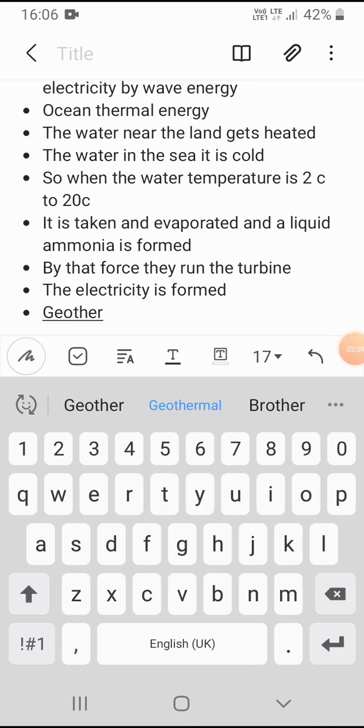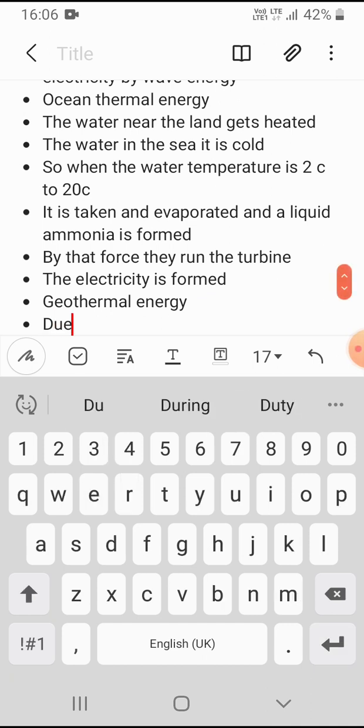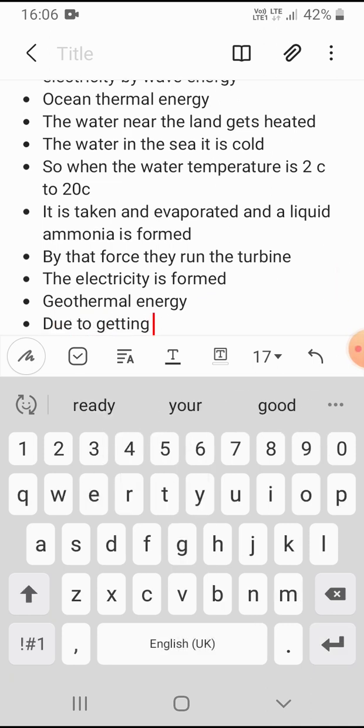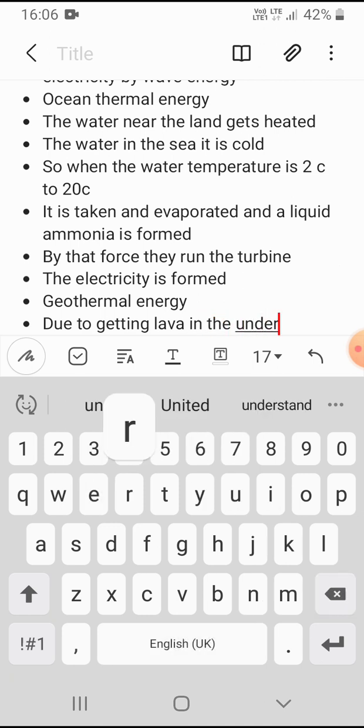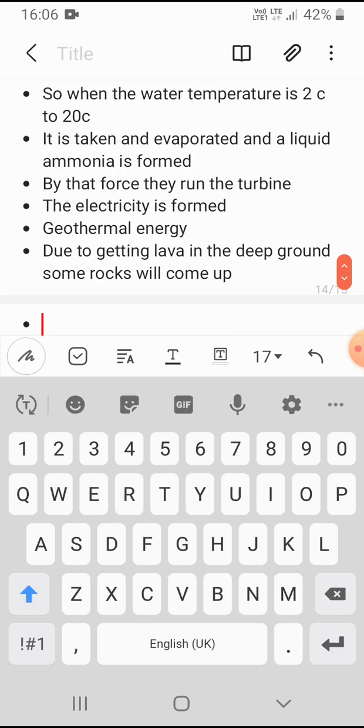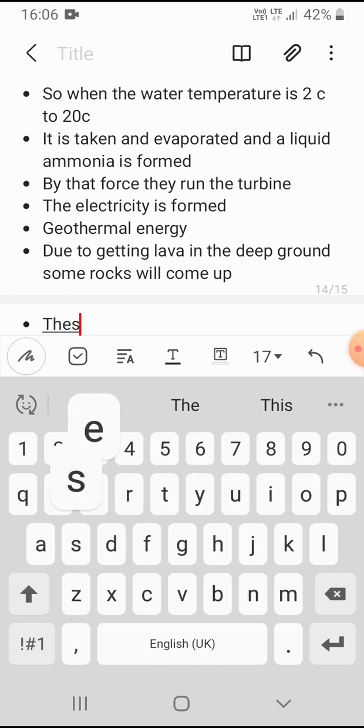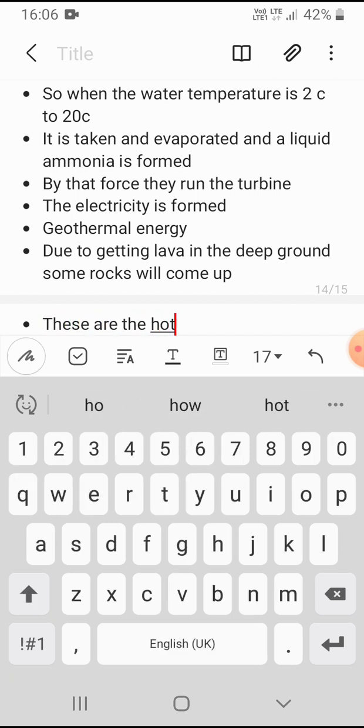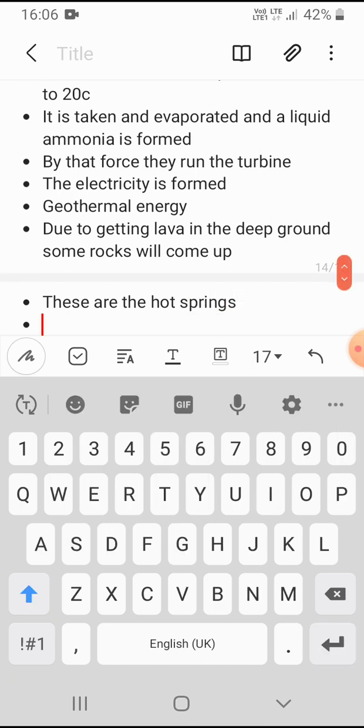Geothermal energy. So geothermal energy is due to getting heat in the underground, due to getting lava in the deep ground. Some rocks will melt, some rocks will come up by that force, and these are the hot springs. You may have heard of hot springs, where the water will be hot.